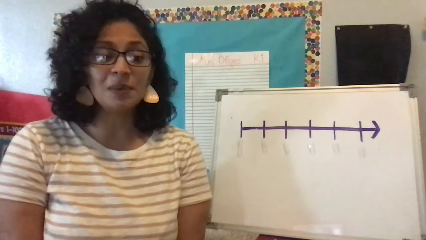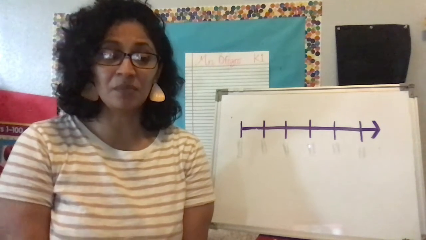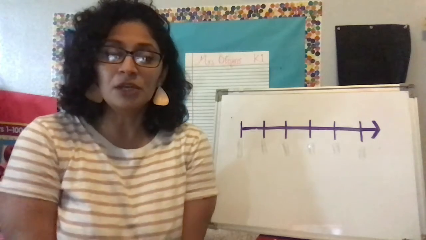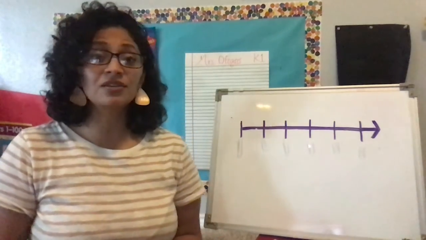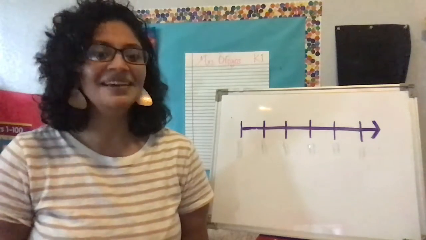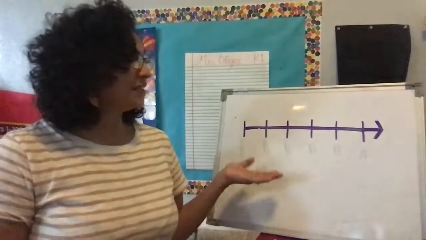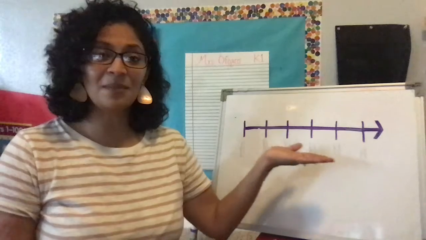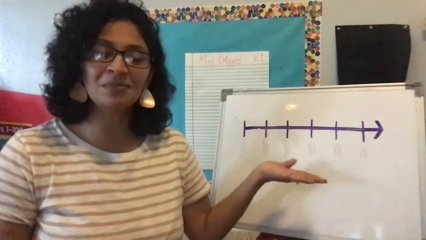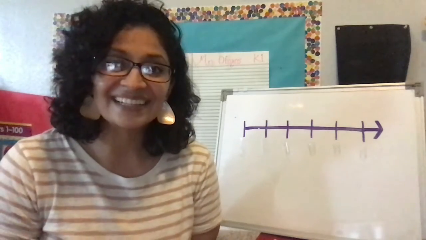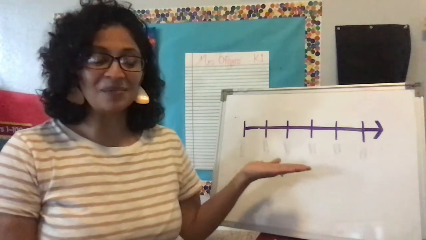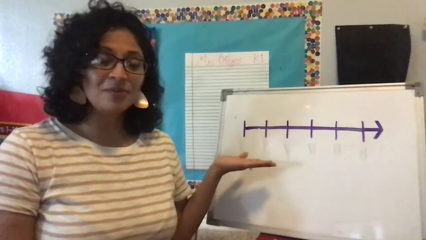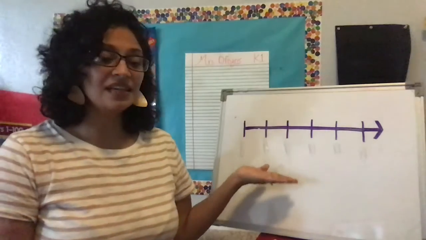Now, a way to make sure that when you count your numbers that they're in order is by using a special math tool. And today we're going to use this math tool and you're actually going to help me. That's right. So behind me here, I have something called a number line. Can you say that with me? Number line. Good job.